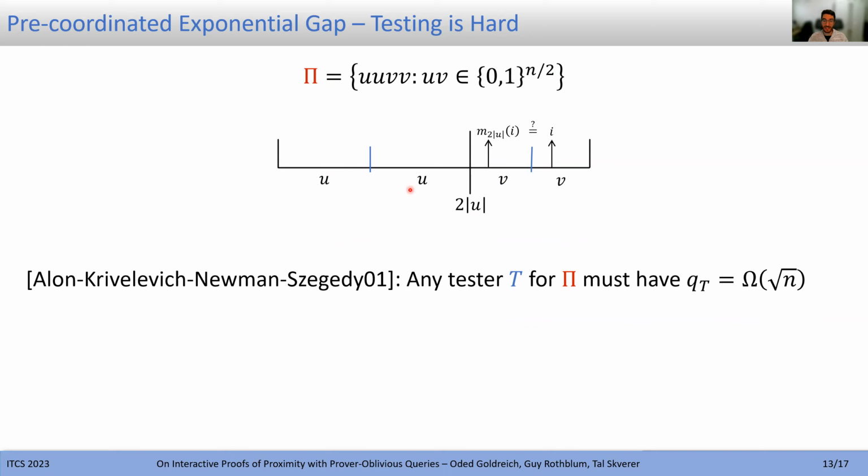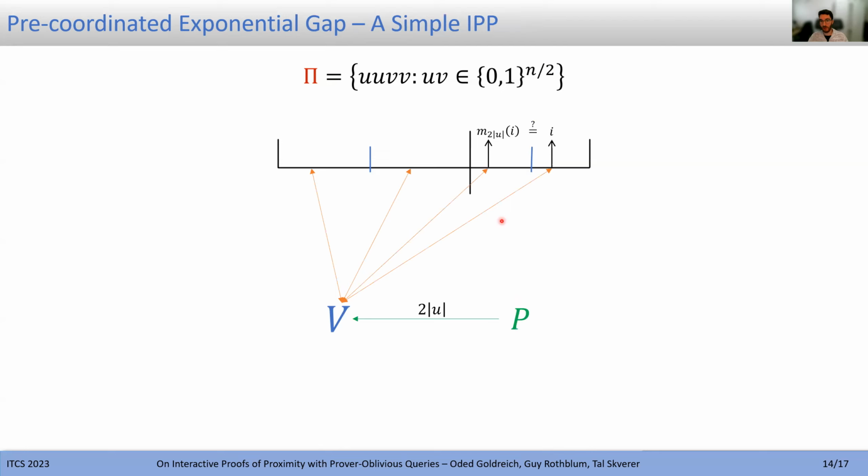So in a sense, a tester will need to test all possible cuts in order to determine that a string is far from being in the property, which means that this property is relatively hard for testing. The description of what I gave here for testing once you know the cut gives a very simple interactive proof of proximity for this property.